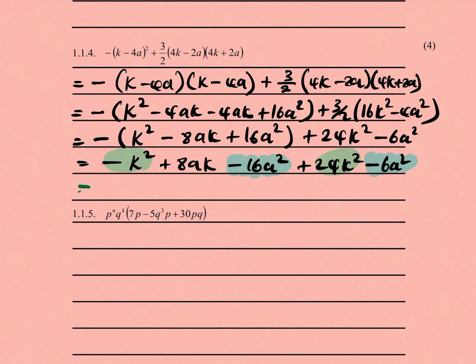So if you do it nicely, you're going to get a positive 23k squared. Okay. And then the middle term remains the same. That is 8ak. And then the last one should be minus 22a squared. Okay. If you try and really group the like terms together there, let's see where you get the marks.